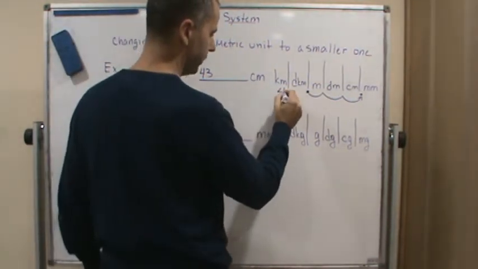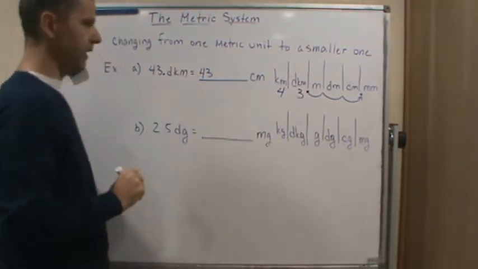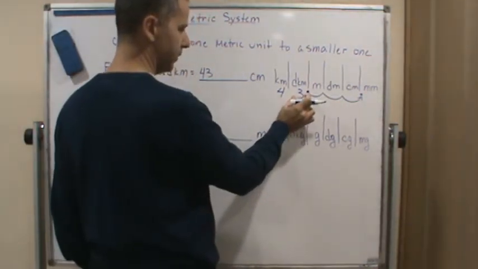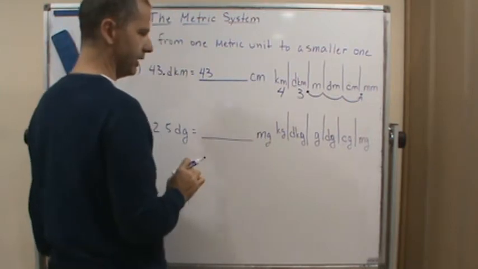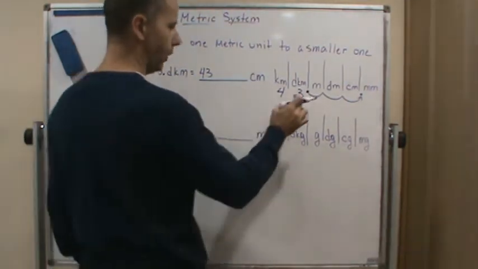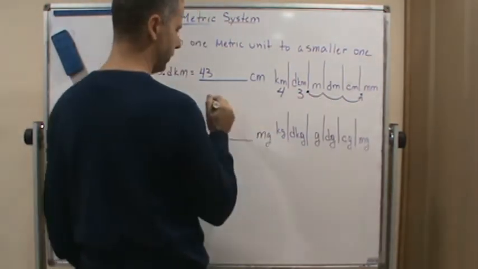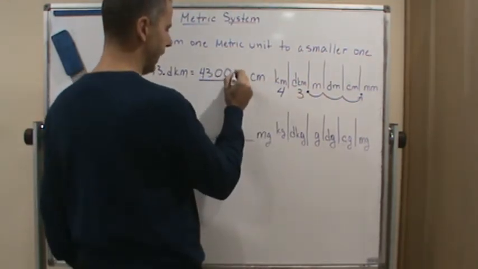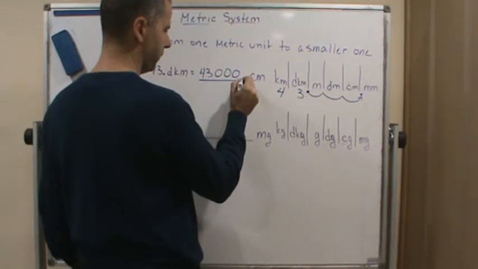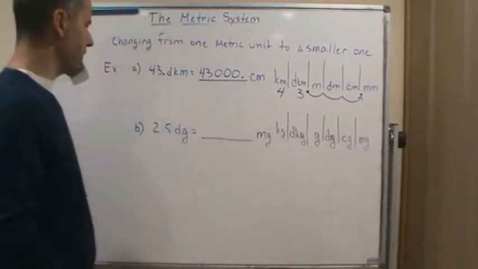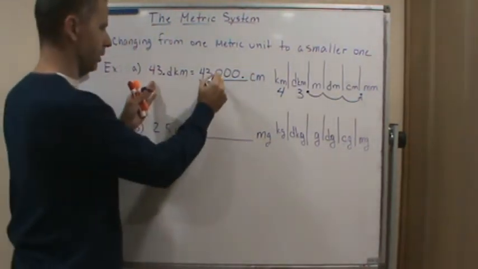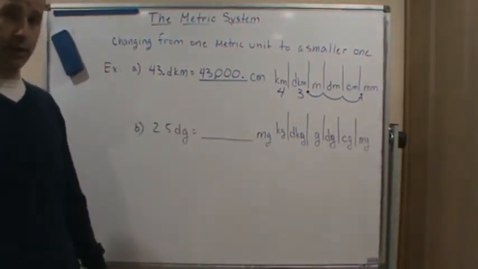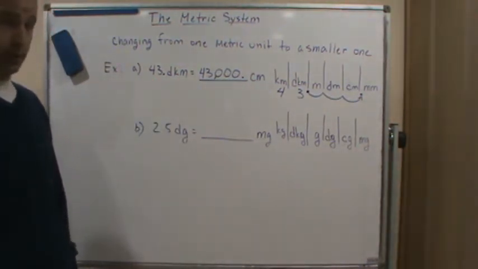So if I do 43, this is what I'm dealing with. The 3 is in the decameter place, and the 4 is in the next place over. When I move the decimal point 3 spots to the right, I have to add in the zeros. And so 43 decameters is the same as 43,000 centimeters.